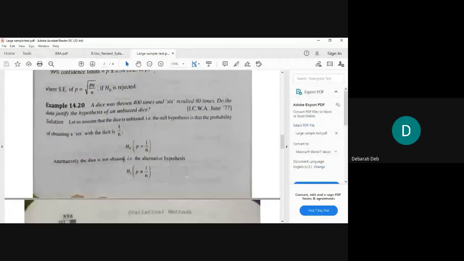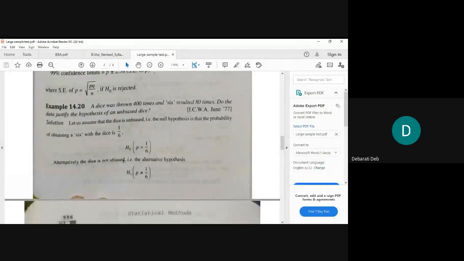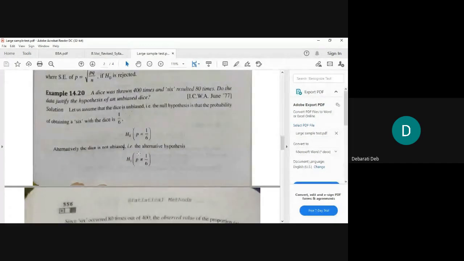Alright, so till this much was done, and the alternative hypothesis we stated as P not equal to 1 by 6. So now we will test the null hypothesis and decide what is correct, whether our null hypothesis is correct or our alternative hypothesis is correct.